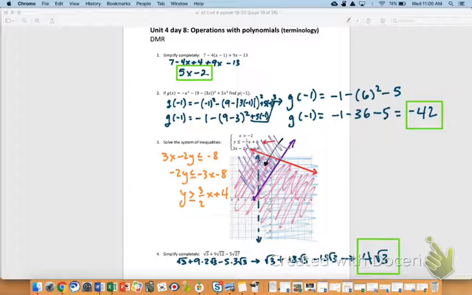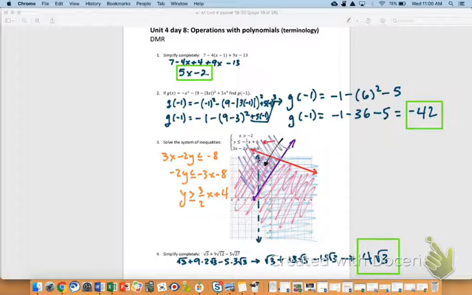I like this graph better. More colors. Okay. So then finally we get to number 4. I got an answer of 4 root 3. And this one might be the one we need to talk about the most because it's down there at the bottom.